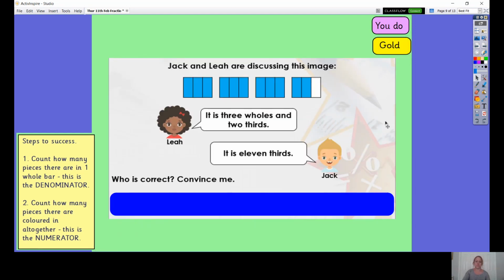Let's move on. Okay, Jack and Leah are discussing this image. And Leah says, it is 3 wholes and 2/3. And Jack says, it is 11/3. Who is correct? Convince me. So have a little look. What do you think? Which one child do you think is correct? And tell me why. Okay, and the little hint before you pause, make sure you check out both of their answers, okay, before you decide. Pause here and have a go.